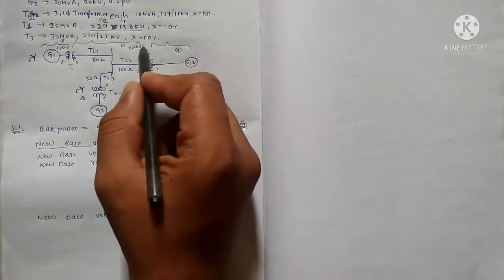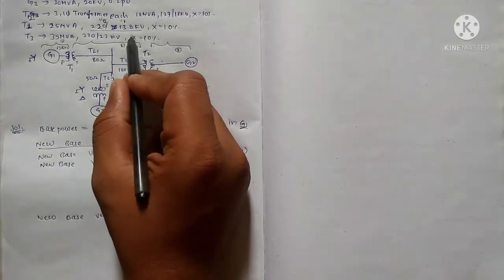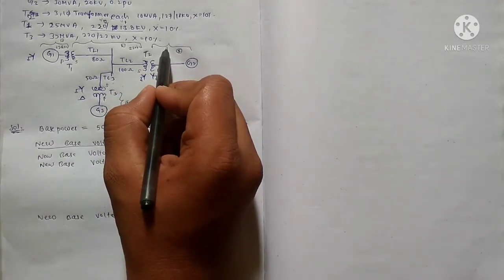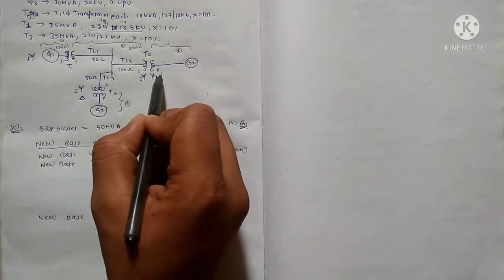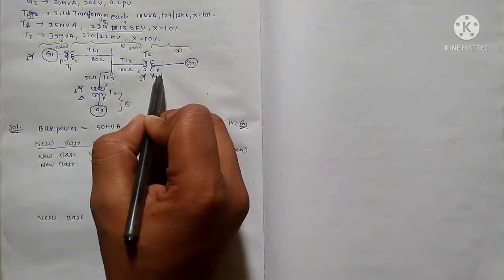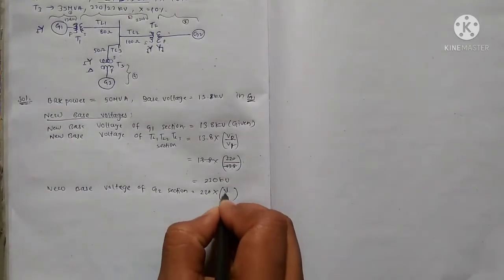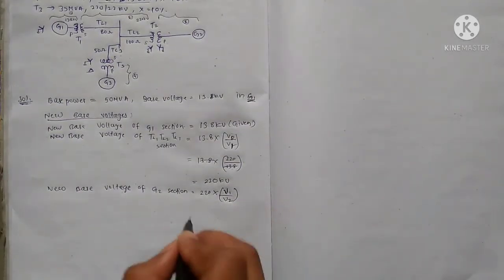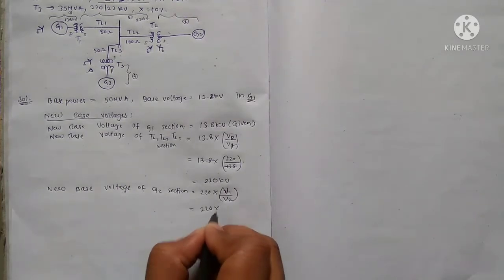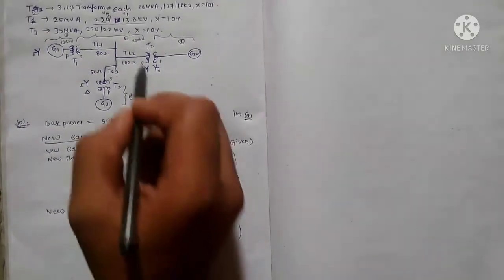Since we are calculating the section voltage, we are moving from this section to this section, that implies secondary to primary. Secondary to primary means the formula V1 by V2. This is equal to 220 multiplied by V1 by V2 of this transformer, right?